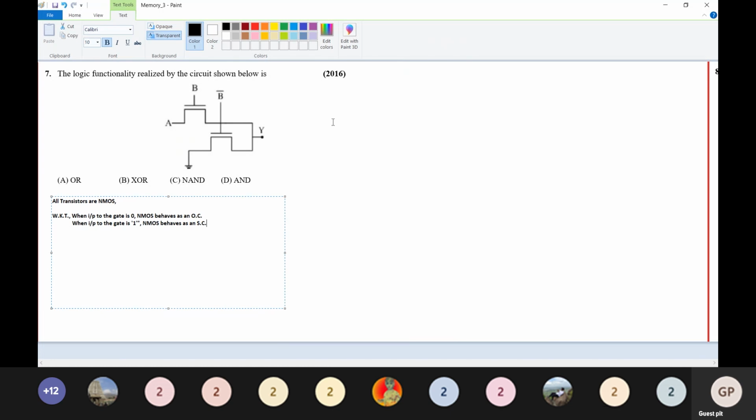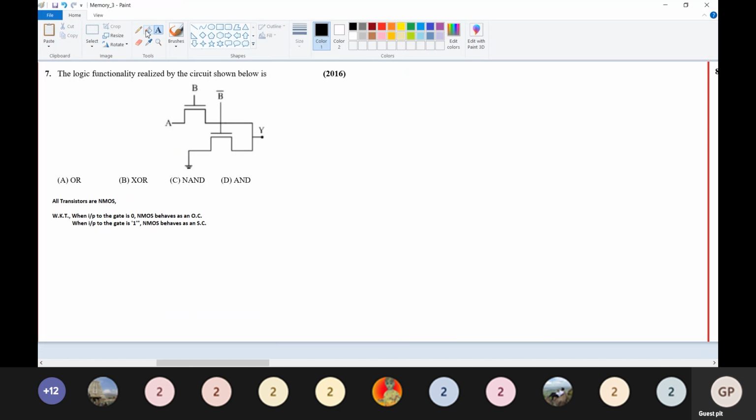Now we are going to redraw the above circuit like this. The above circuit can be redrawn like this. This is terminal B, and this is terminal A.